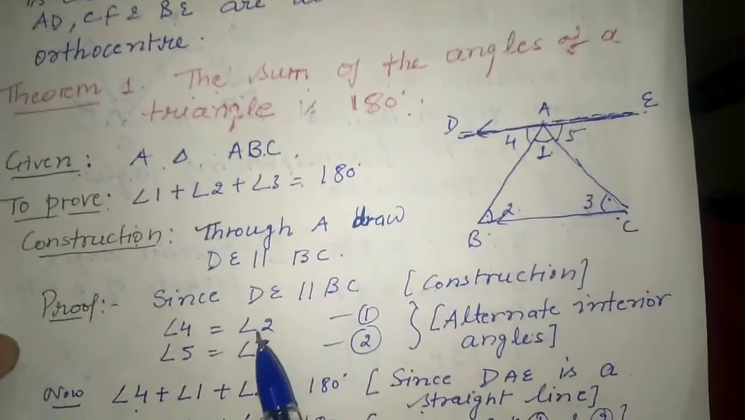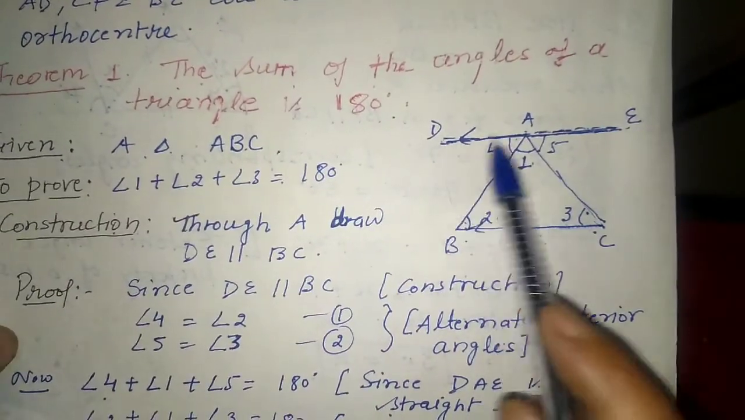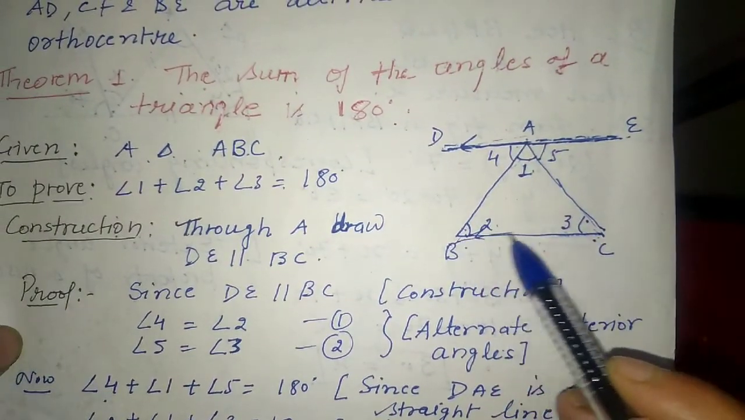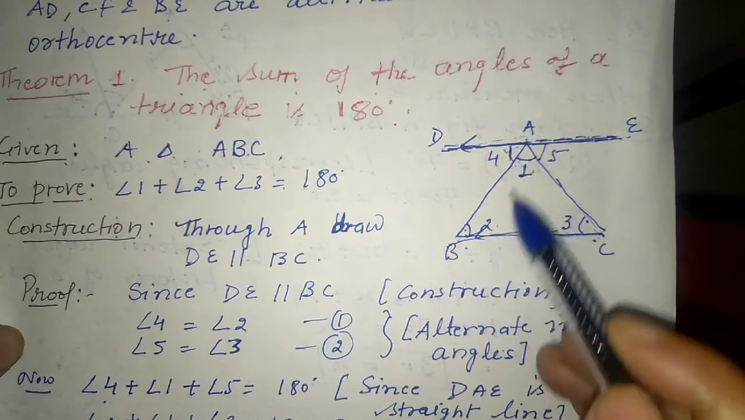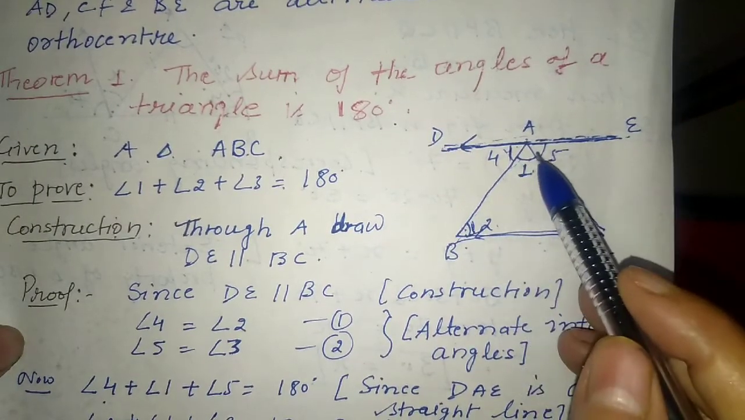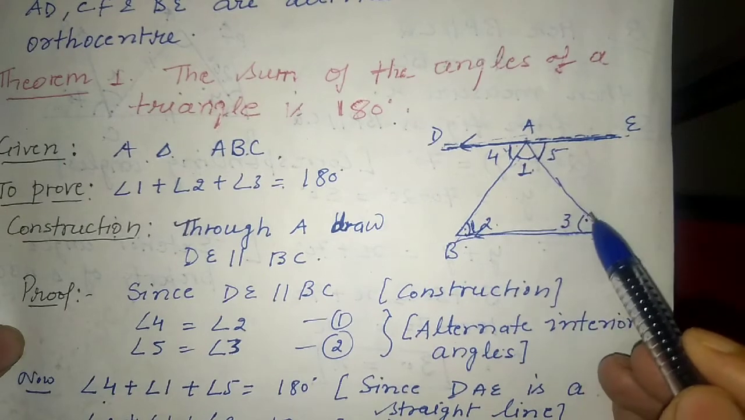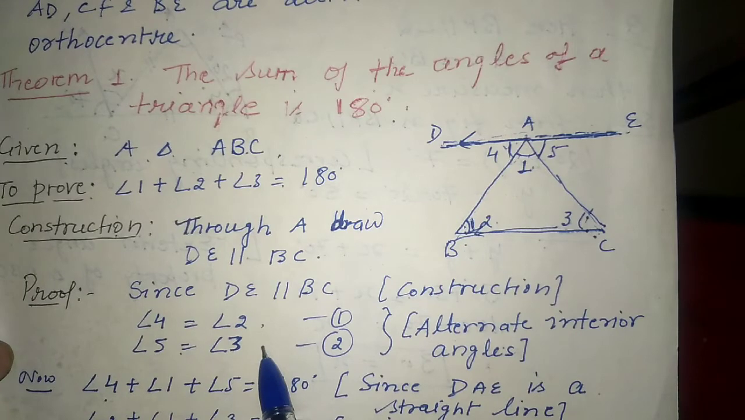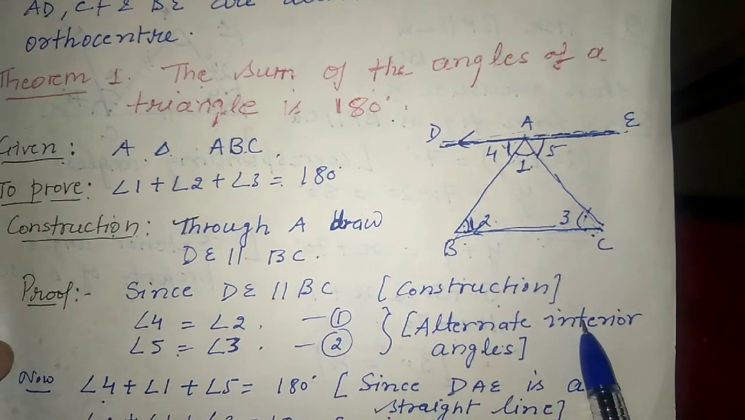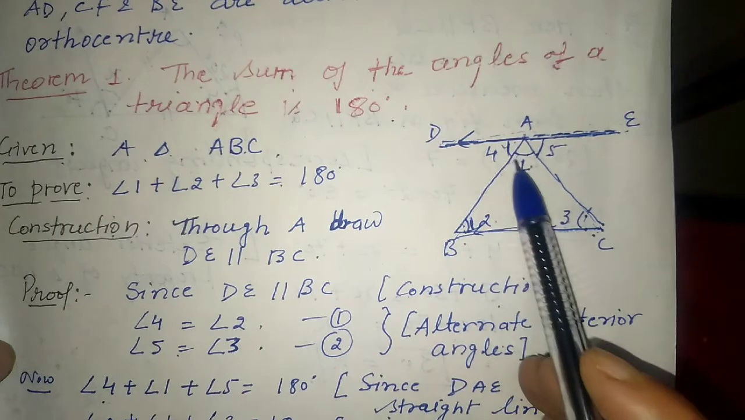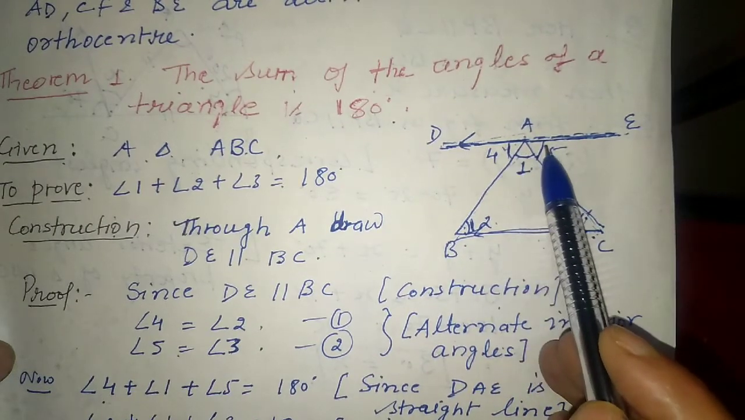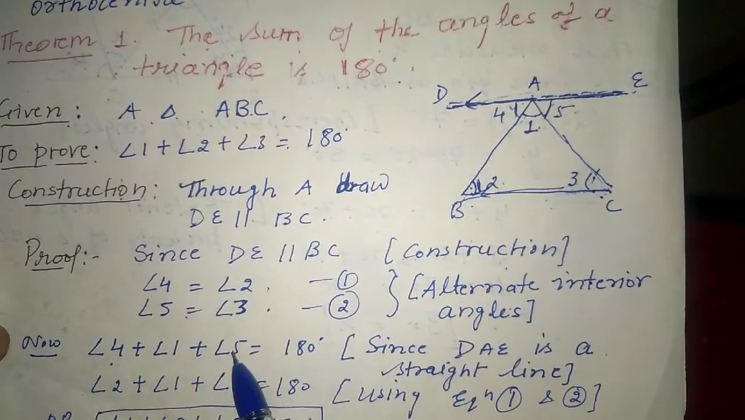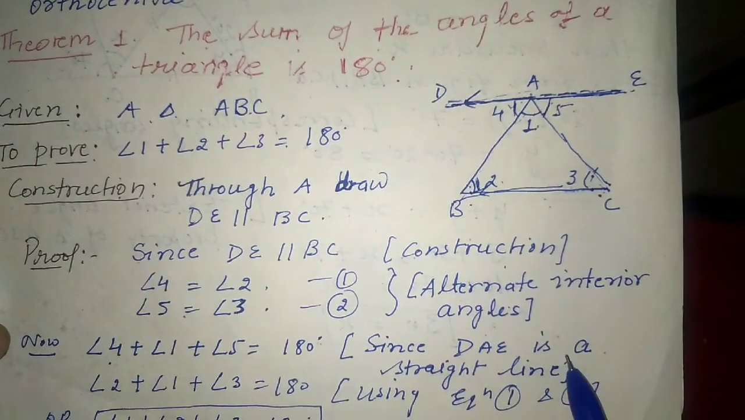Now the proof. Since DE is parallel to BC, we have two pairs of alternate angles. Angle 4 is equal to angle 2. Similarly, angle 5 is equal to angle 3. These are the alternate interior angles. Now we can see 4 plus 1 plus 5: these three angles are on a straight line, so their sum will be 180 degrees. Angle 4 plus 1 plus 5 is equal to 180, since DA is a straight line.